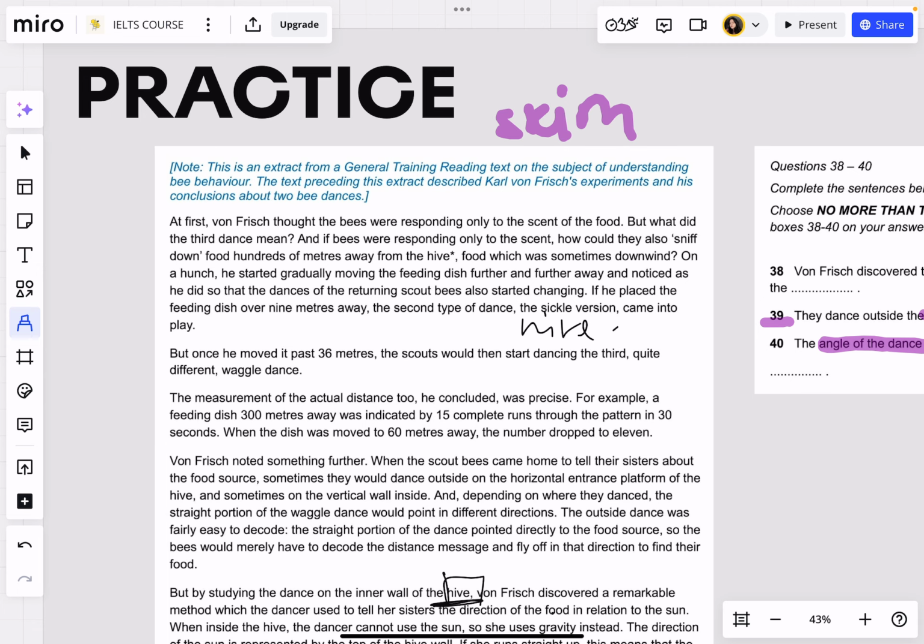At first, von Frisch thought the bees were responding only to the scent of the food. But what did the third dance mean? If the bees were responding only to the scent, how could they also sniff down food hundreds of meters away from hive, which was sometimes downwind? On a hunch, he started gradually moving the feeding dish further away, and noticed that the dance of returning scout bees also started changing.